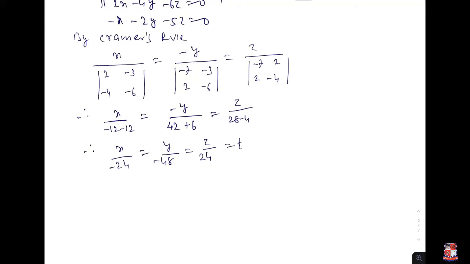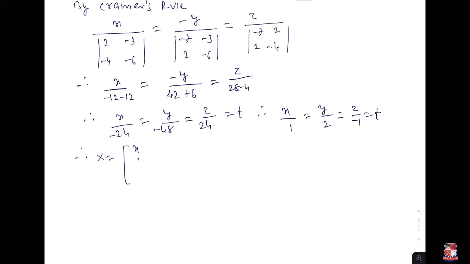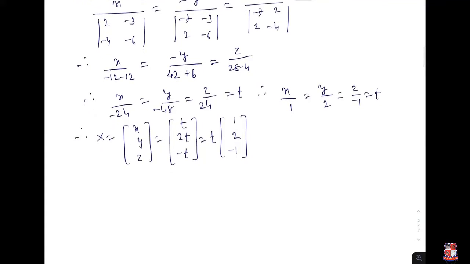And so x over, we can take 24 minus 24, so that is 1, y over 2, z over minus 1 equal to t. And therefore (x, y, z) is equal to x is t, y is 2t, z is minus t, equal to t times (1, 2, minus 1). And therefore the eigenvector for eigenvalue lambda equal to 5 is (1, 2, minus 1).